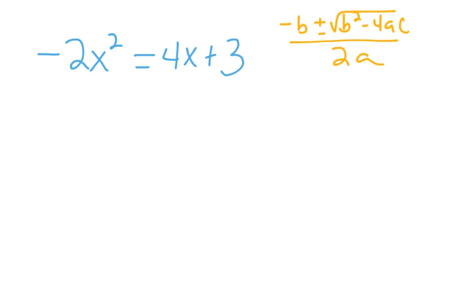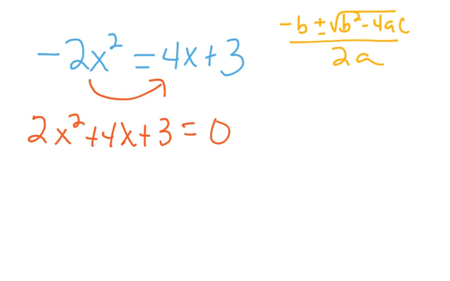So the first thing I want to do is put this into standard form, meaning everything all on one side, set equal to 0. So all I have to do really is move this negative 2x squared to the right. And that all equals 0. Now I can label my A, B, and C. So A is 2, B is 4, C is 3. Okay, and we can plug this into our quadratic formula.